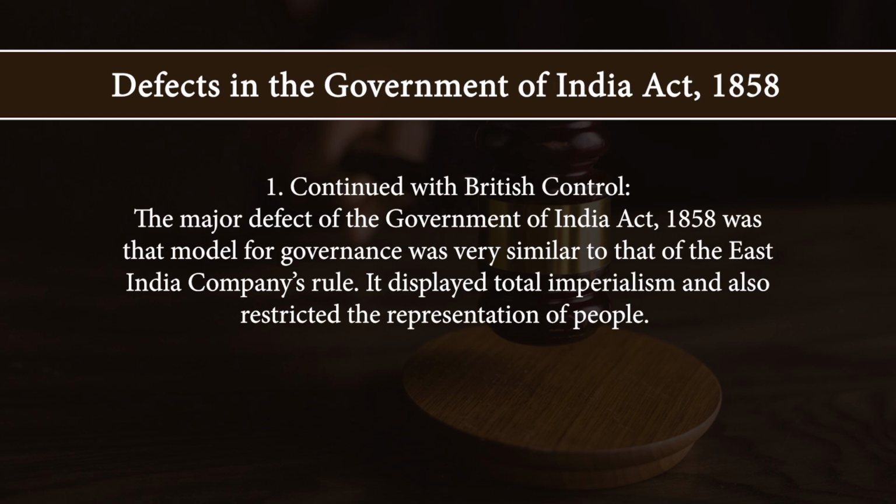First defect, it continued with the British control. The major defect of the Government of India Act 1858 was that the model for governance was very similar to that of the East India Company's rule. It displayed total imperialism and also restricted the representation of people.